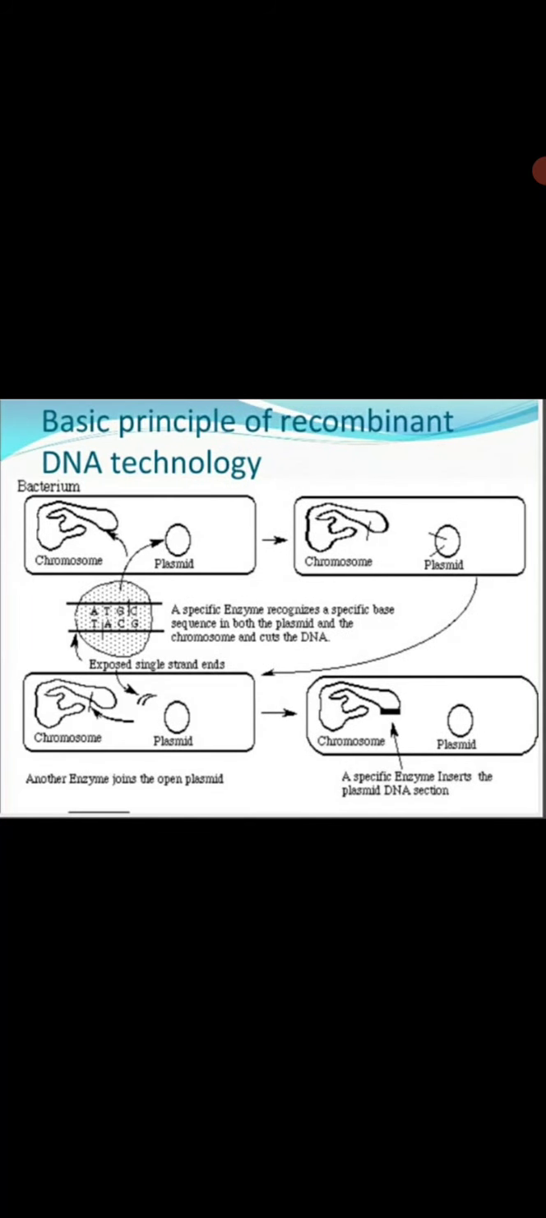So what is the basic principle of rDNA technology? In this technology, we take a bacteria that has a main chromosome and extra chromosomal DNA that is known as a plasmid. So we extract this plasmid and cut it with the help of restriction enzymes. So there will be a gap in the plasmid. At that place we insert our gene of interest in the plasmid, and again we transfer that plasmid into the bacterial host cell where it will replicate into thousands of copies.